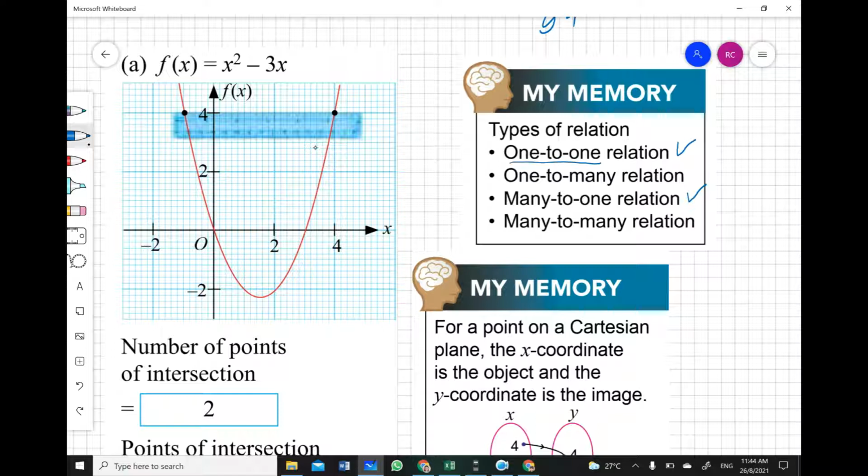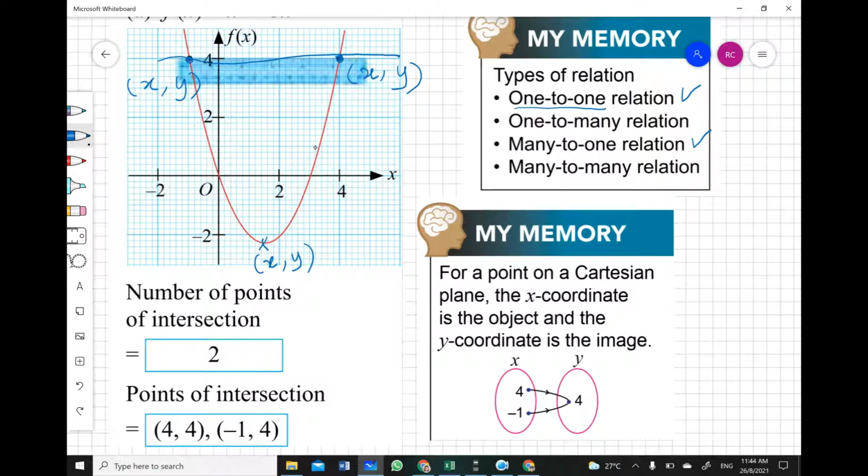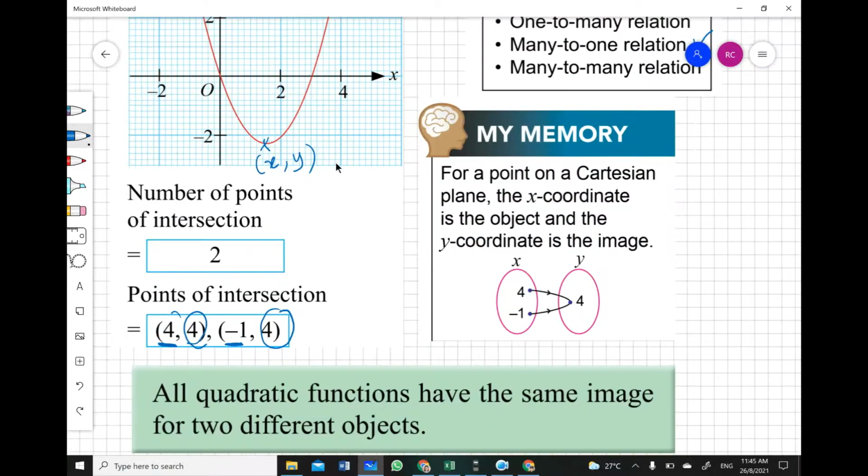One-to-one relation. This is the point whereby the value of x is 1 only and the value of y is 1 only. If the intersection is here, this line over here, you have 2 points, right? So the value of x, you have 1 and then the value of y is the same. This is another x, the value of y is the same. So that's why you have many to one relation. Okay, you can see the 4 over here, they are the same. And then the number for the x-axis is different. That's why it is called many to one relation. Okay, we carry on.